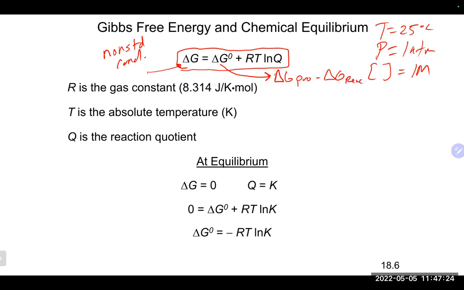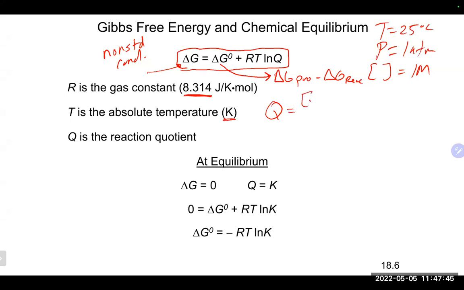The R here is our gas constant. It is the 8.314 version that has the energy value in it. Temperatures are Kelvin. And Q is the same thing that we've talked about many times up to this point. It is the reaction quotient. And remember that Q is calculated the exact same way as K.